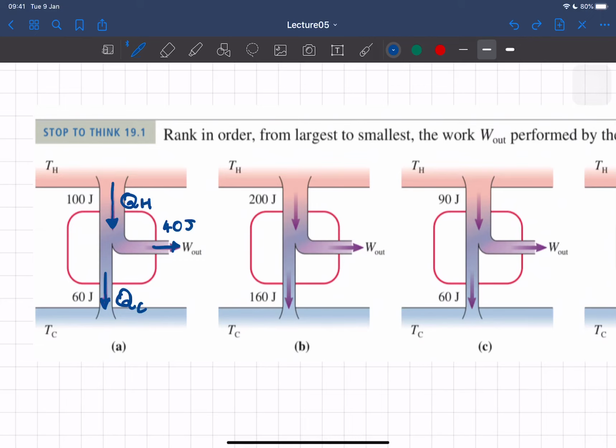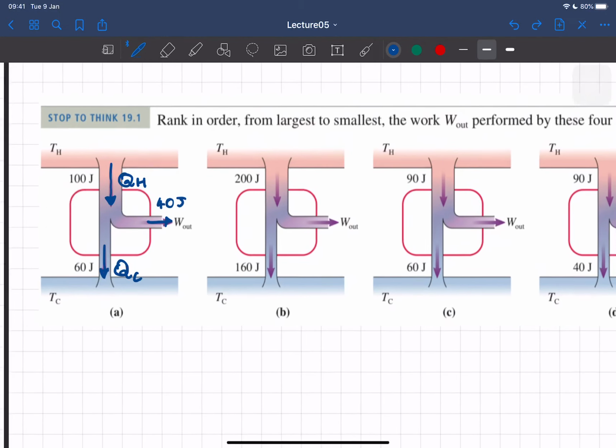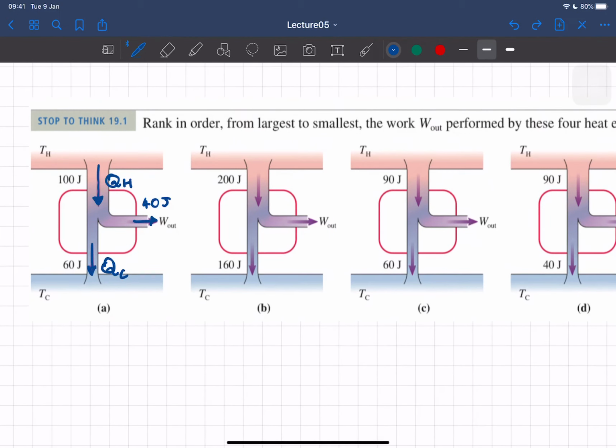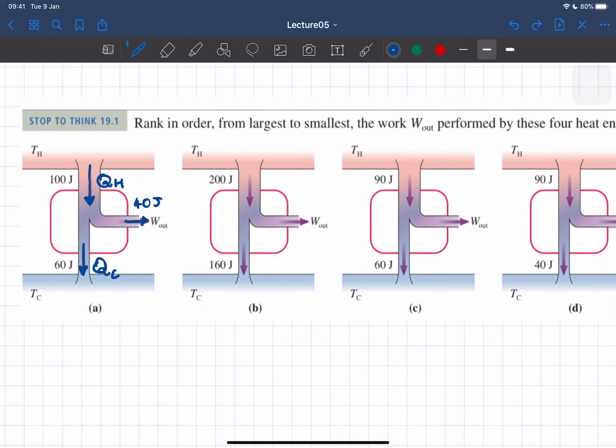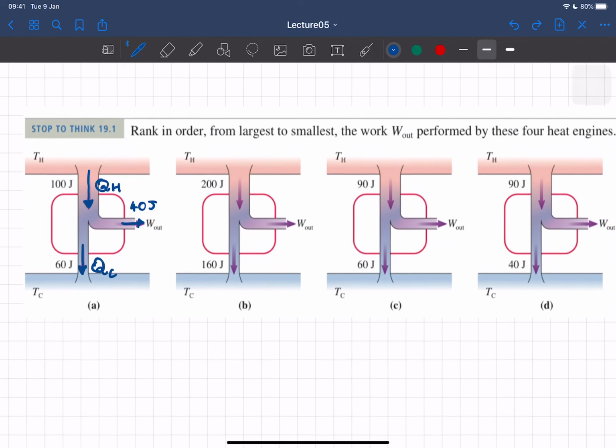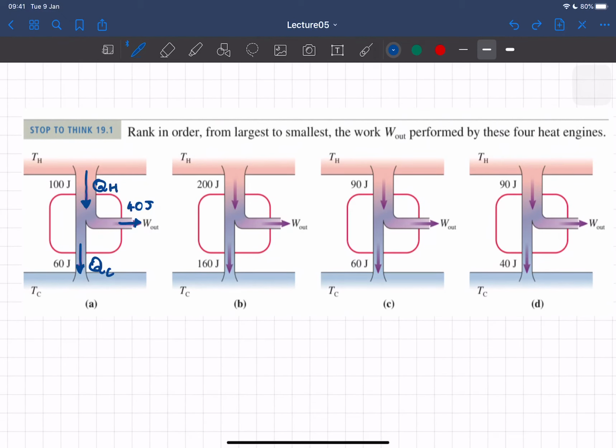Okay, so that's fine, and let's kind of write down the work done in all of these, right? And basically just subtracting numbers. Okay, so this one is 100 out, 60 being dumped into the cold side. So this one again is 40 joules.